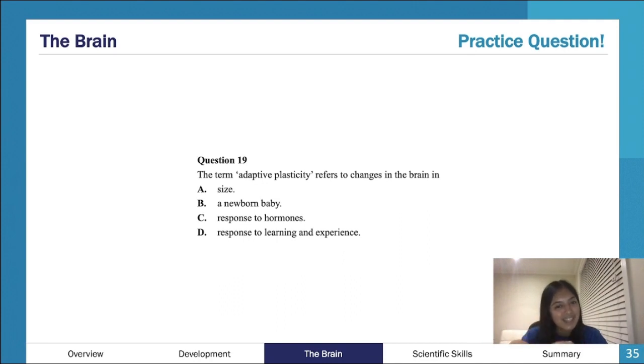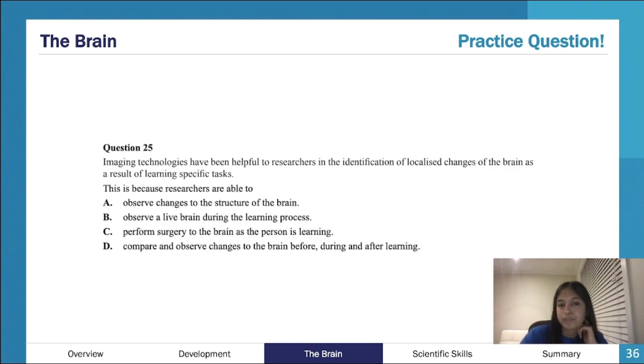as you experience things, changing, again, neural pathways, you're rerouting, you're sprouting. And then response to hormones, again, not really the best option there. D is the answer that we're looking at.